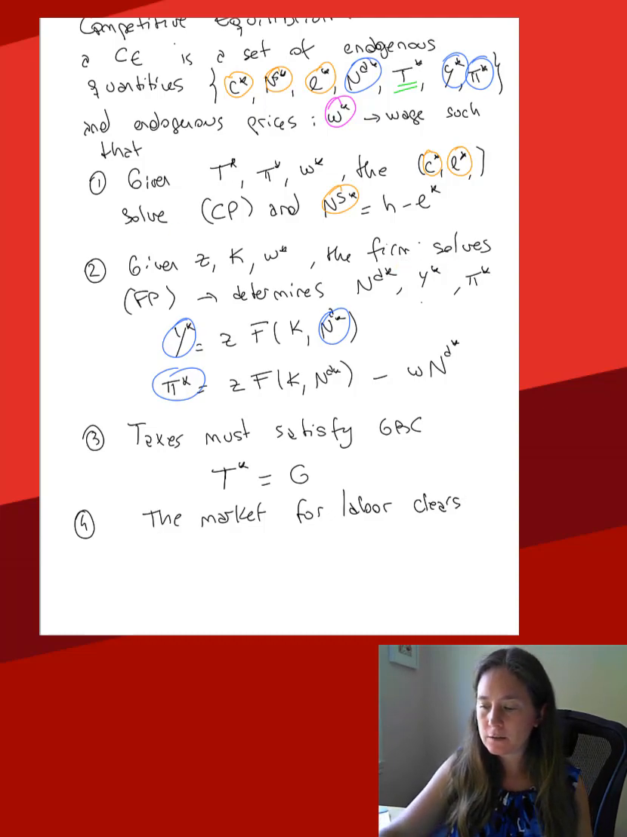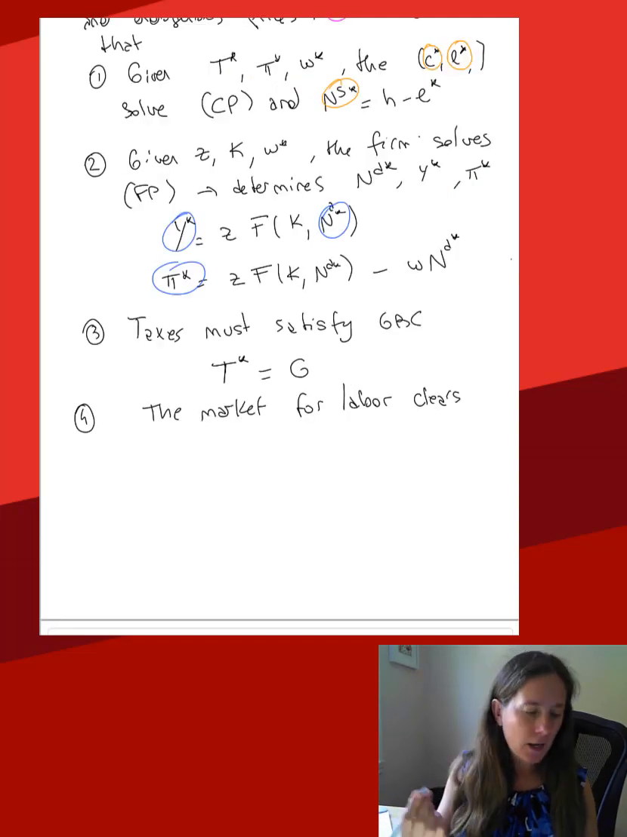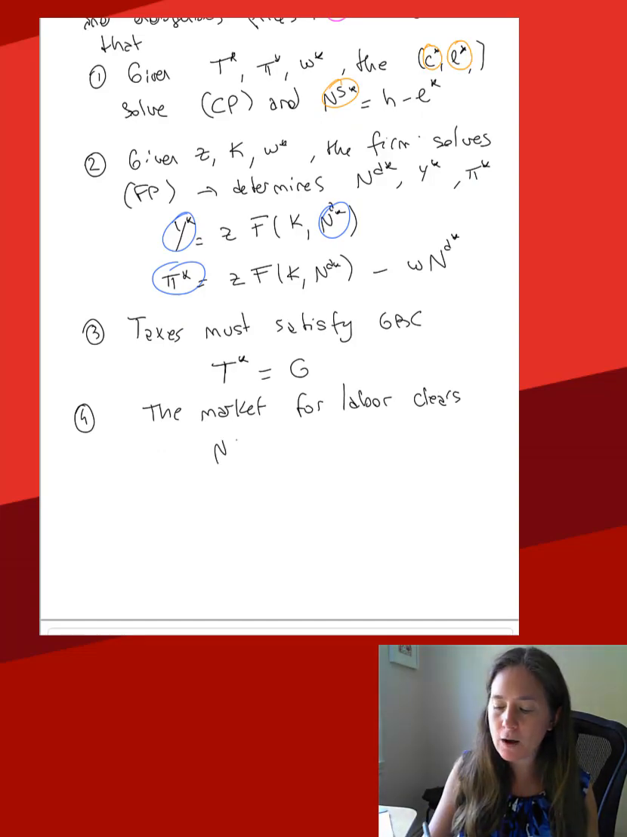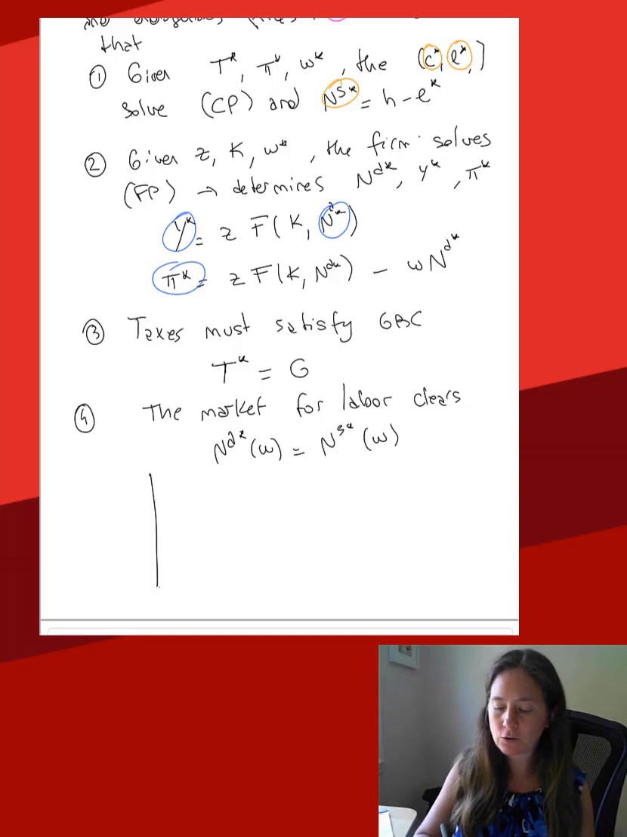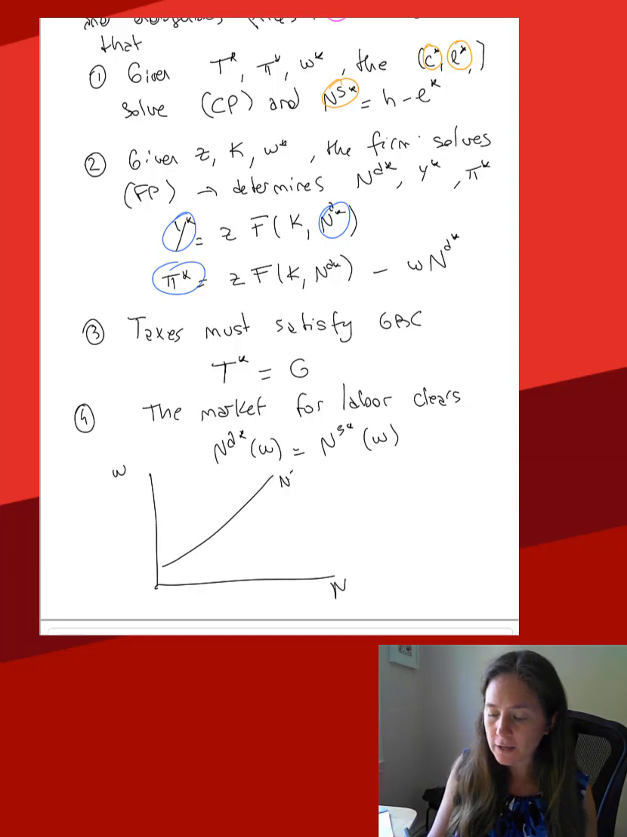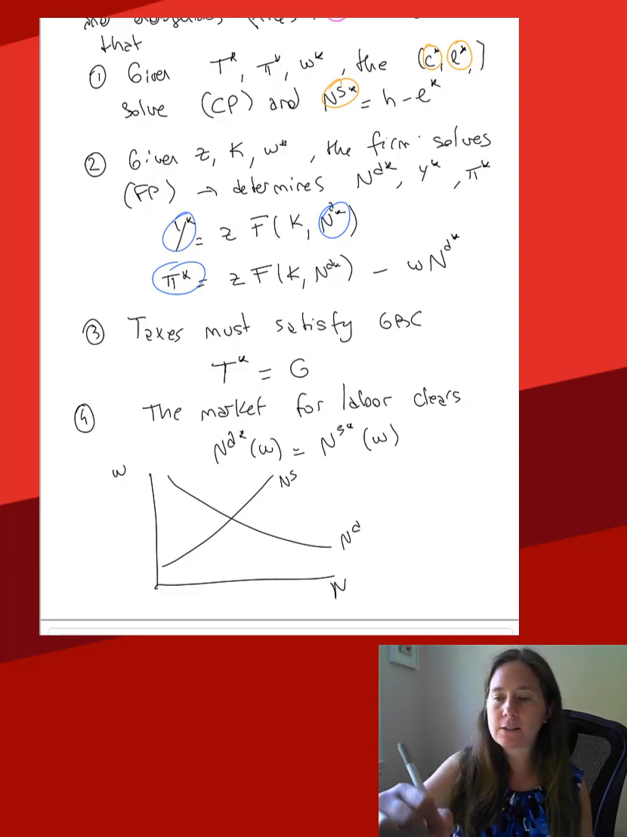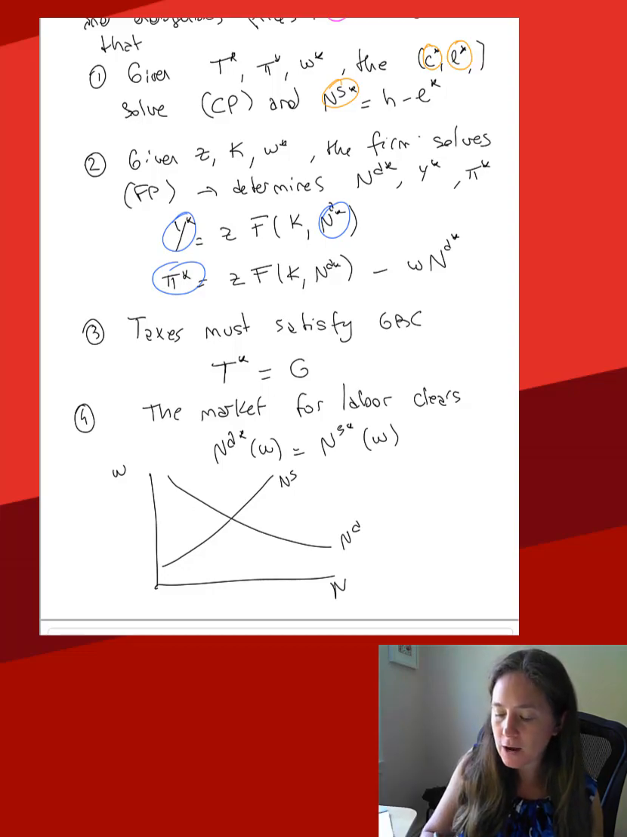And what does this mean? This basically means that the wage is going to be the one that makes the demand for labor, which of course is a function of the wage, equal to the supply of labor, which is another function of the wage. So remember what I said before, if we have W on the y-axis and N on the x-axis, and the substitution effect dominates the income effect, our labor supply is upward sloping. And then from the firm problem, our labor demand is downward sloping. So what is W star? W star is the point at which supply meets demand.